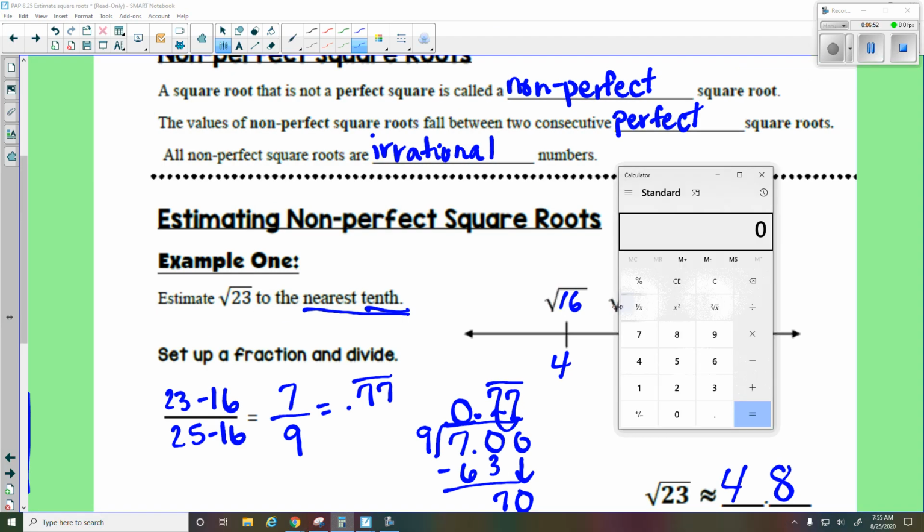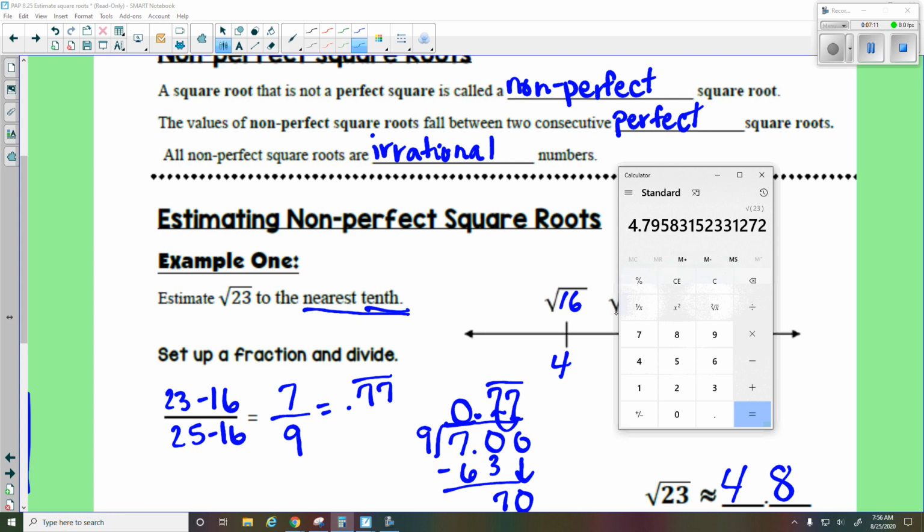And so if we put that in our calculator here, 7 divided by, oh, sorry, that's not what we wanted. The square root of 23, right? See how close we were? 4.7 repeating. That's pretty accurate, right?